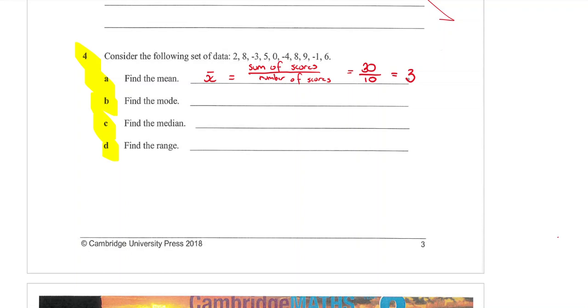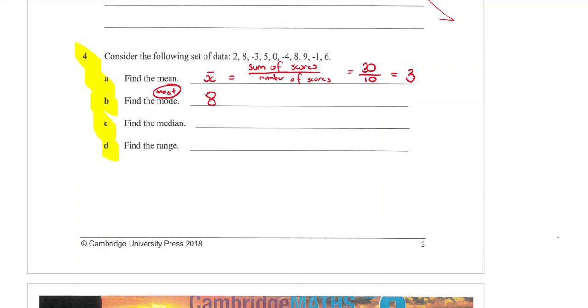Part B, find the mode. Define that. Yes, good job. That stands for the most occurring number. So have a look through the list. Is there a number that happens more than the others? 8 happens twice. Is that the only one? Sometimes you can have more than one mode. But yeah, no, I think it's the only one. So 8 is the mode.